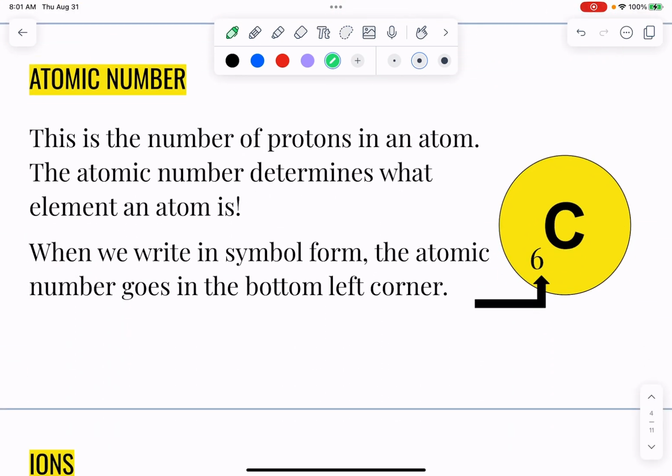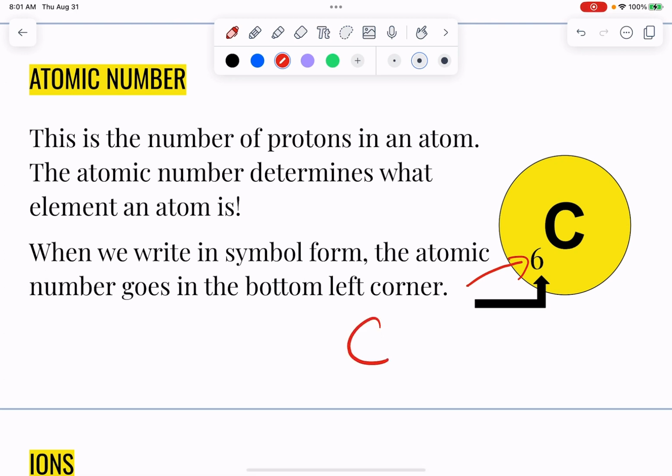Okay, so let's first talk about atomic number. So atomic number is the number of protons in an atom. The atomic number is what determines an element on the periodic table. So for instance, this example here, carbon is element 6. It has 6 protons in it. An element with 3 protons will always be lithium, because lithium is element 3 on the periodic table, and so forth. And when we write the atomic number, that goes in the left of our symbol form writing.